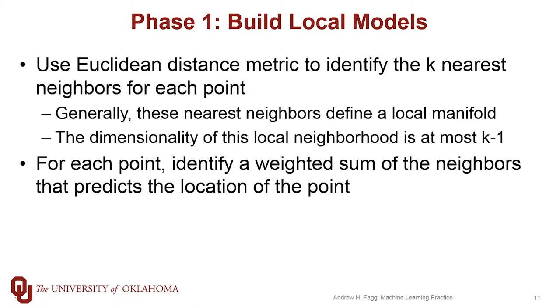Once we've identified the k nearest neighbors for a particular point, we're going to construct a model of that point in terms of a weighted sum of the neighborhood samples. And the question is, what are those weights? So let's look at the mathematics for this.